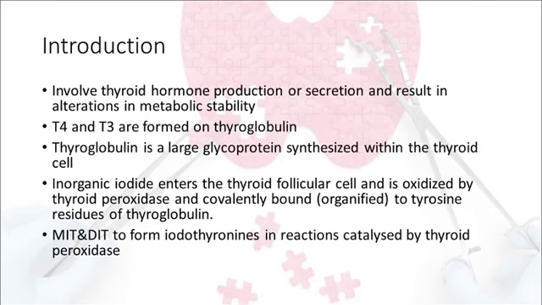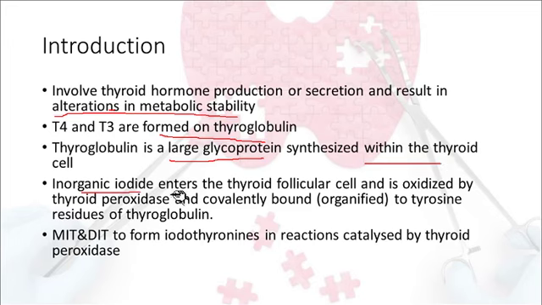Right, the thyroid itself and thyroid hormones are what we're going to discuss here. But in terms of thyroid disorders, these involve either thyroid hormone production or secretion resulting in alterations in metabolic stability. T3 and T4 are formed on thyroglobulin. Thyroglobulin is a large glycoprotein which is synthesized within the thyroid gland.